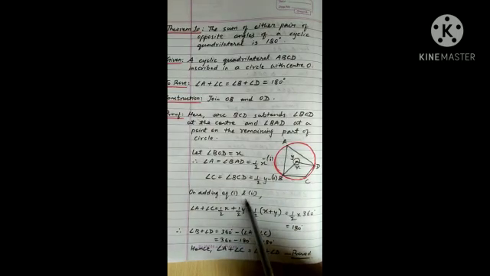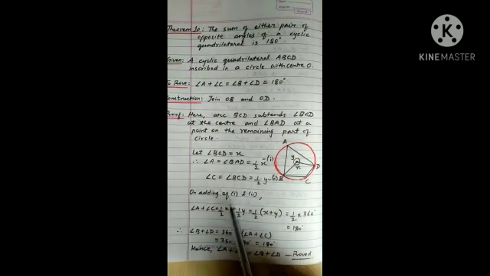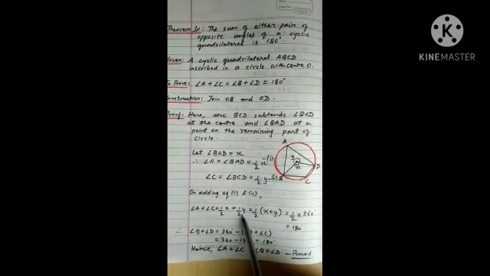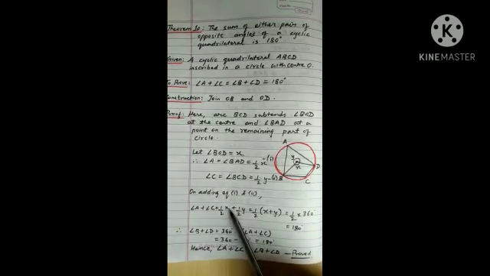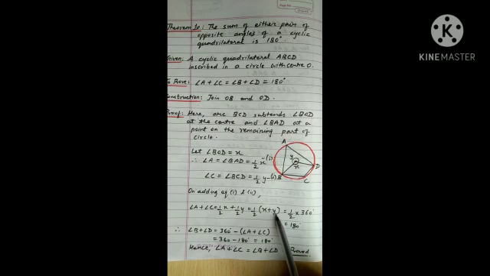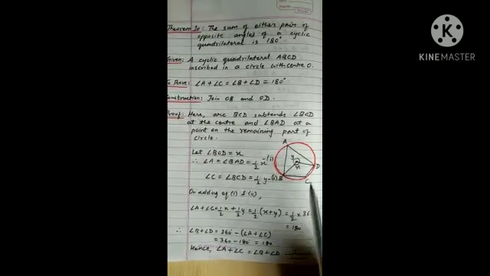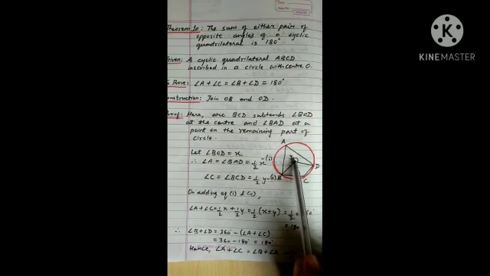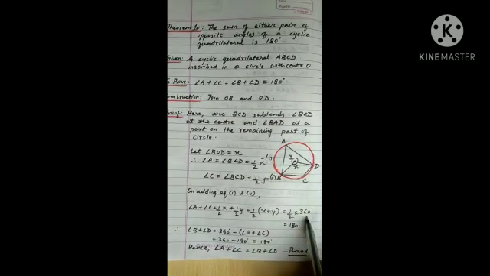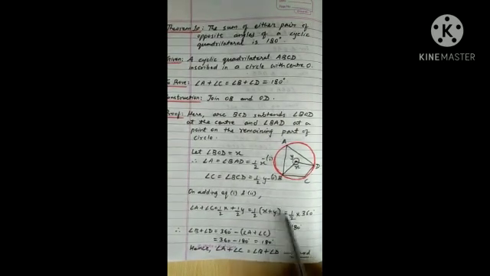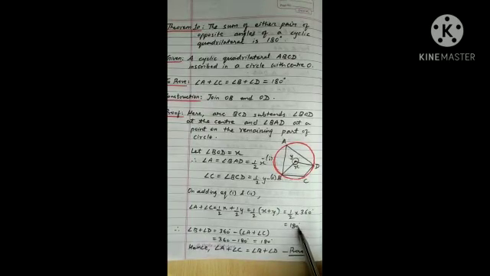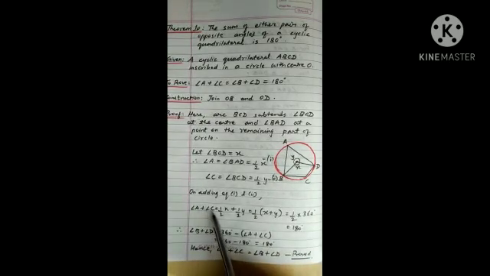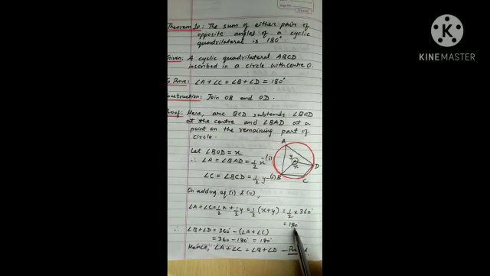When we add these two equations, angle A plus angle C will be equal to half of X plus half of Y. We take half common on the right-hand side. Inside the bracket we are left with X plus Y, and half remains as it is. You can see X plus Y together make a complete angle, which is equal to 360 degrees. In place of X plus Y we put 360 degrees. Half multiplied by 360 equals 180 degrees. So angle A plus angle C equals 180 degrees.